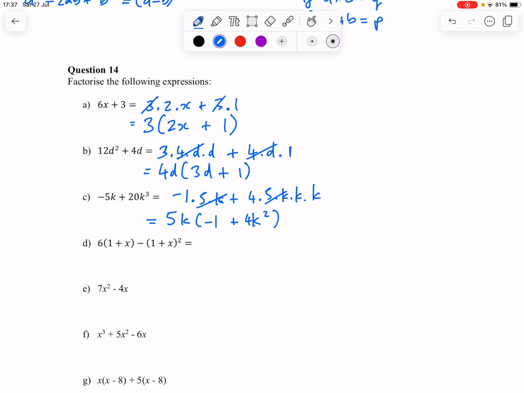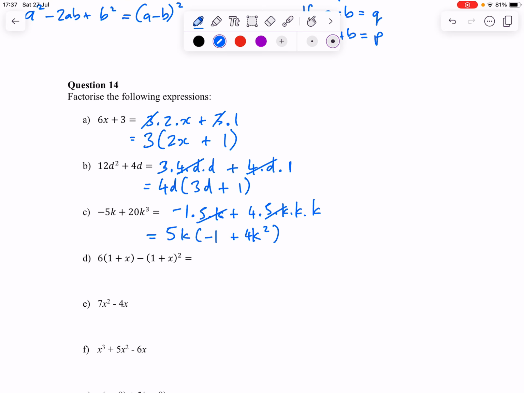This one here. If I write it out in full, 1 plus x squared is equal to 1 plus x times by 1 plus x in brackets. The biggest thing that's in both of these terms is 1 plus x, so that goes on the outside of a set of brackets.